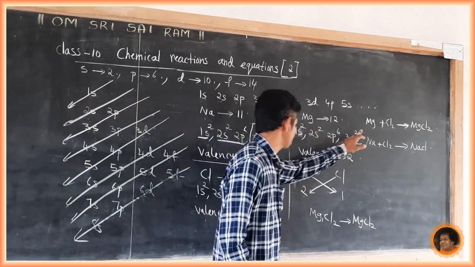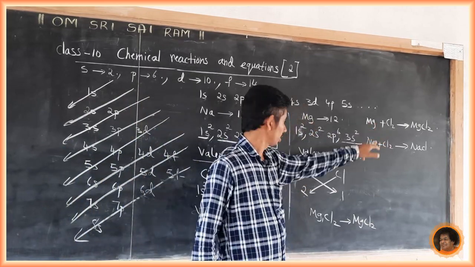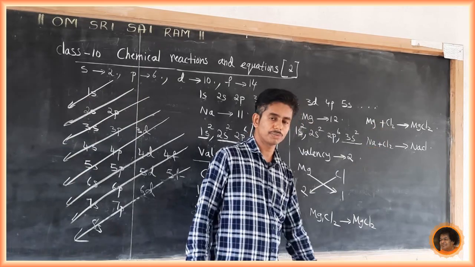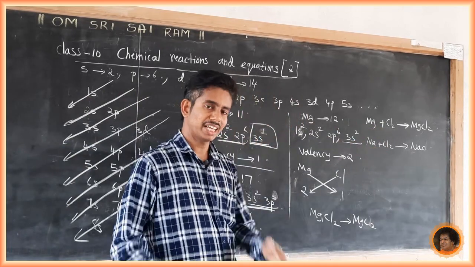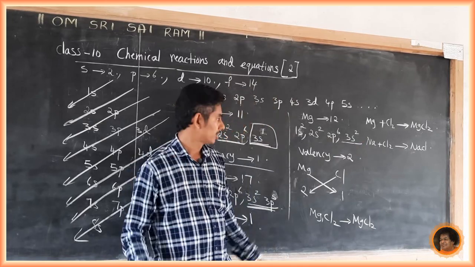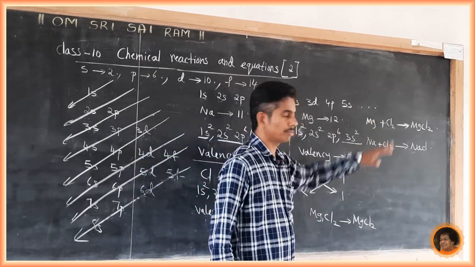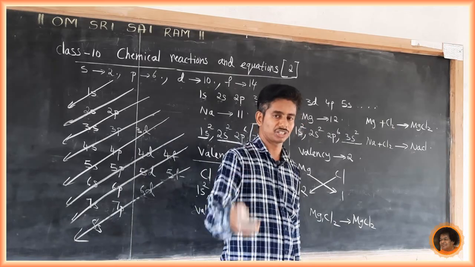Now, this magnesium reacts with chlorine, magnesium chloride. Then sodium reacts with chlorine, it becomes sodium chloride. It is not balanced. It is not a balanced equation. Next class, how we balance the different chemical equations, we will study in the next class. Sai Ram.